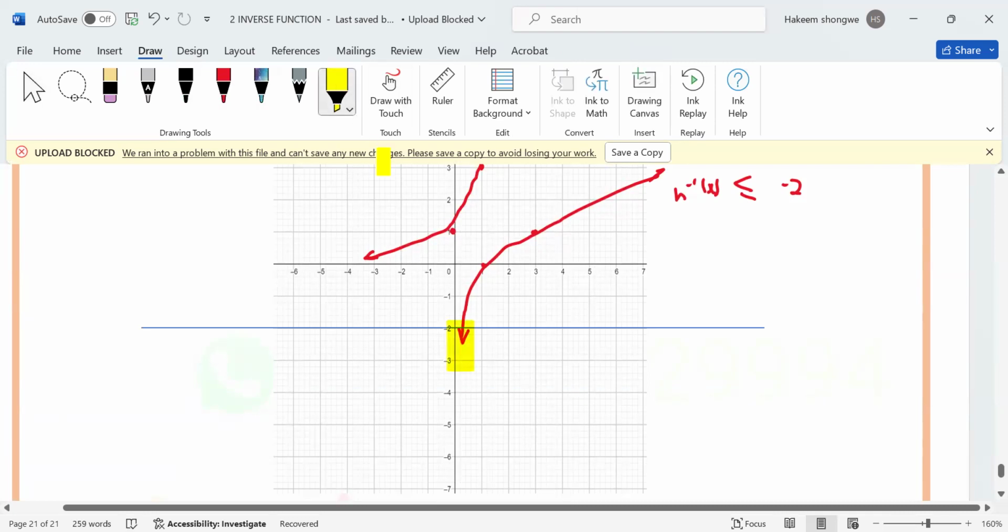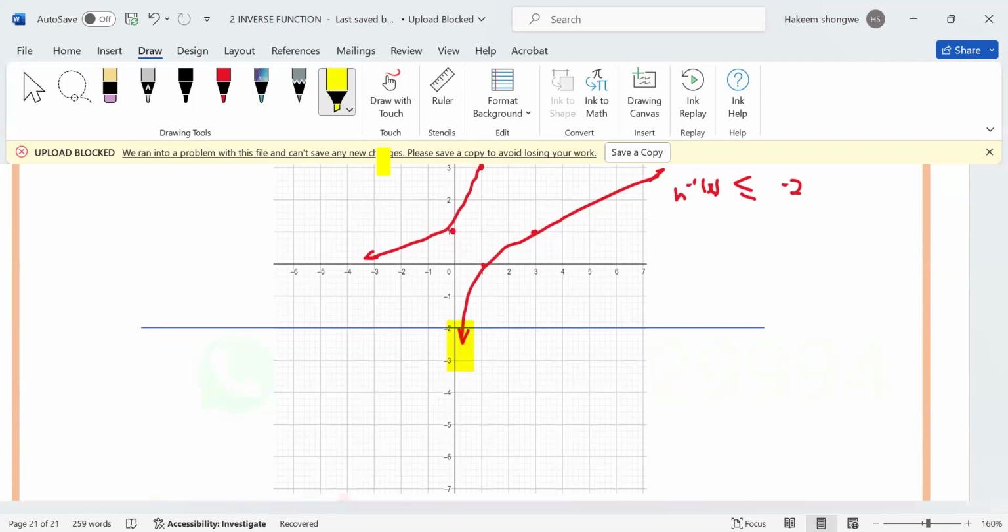Then after that, you check what x values make that possible. In other words, when y is equal to minus 2, what is going to be x? That's what they're asking.